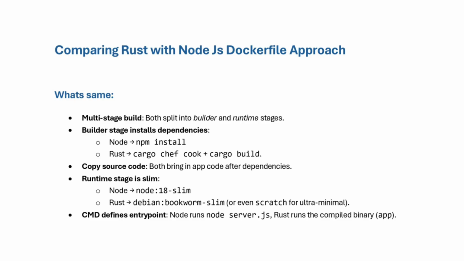Runtime stage is slim, which means Node has node:18-slim. Rust has Debian Bookworm Slim, or even scratch for ultra minimal. CMD defines the entry point. Node runs node server.js. Rust runs the compiled binary.